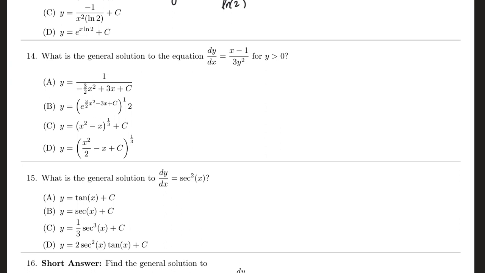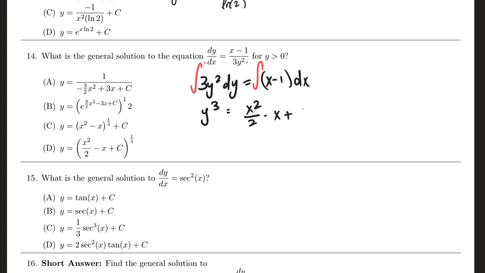All right, 14, a couple more steps to do your separation of variables, because now I have to multiply both sides by the dx and multiply both sides by 3y squared. So I'm going to get 3y squared dy equals x minus 1 dx. Once I separate my variables, now I can do integration. The antiderivative of 3y squared is y cubed. The antiderivative of x minus 1 is x squared over 2 minus x plus c.